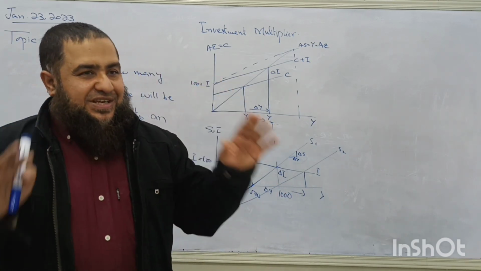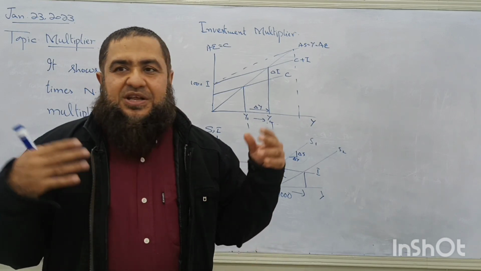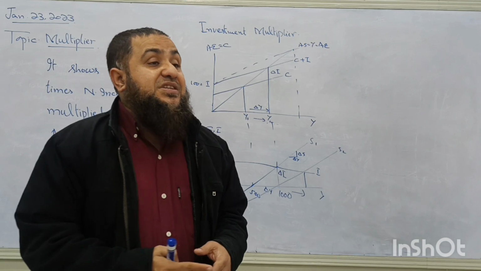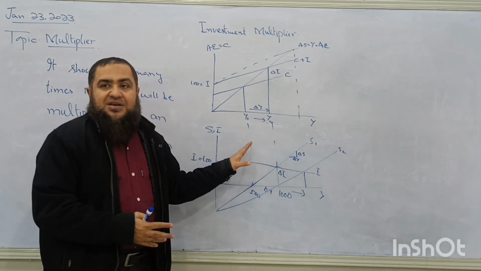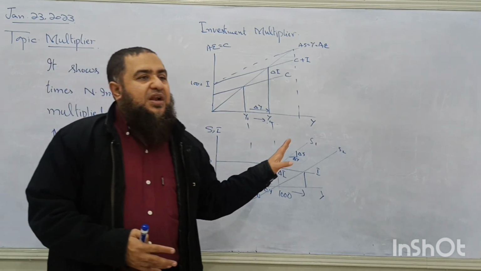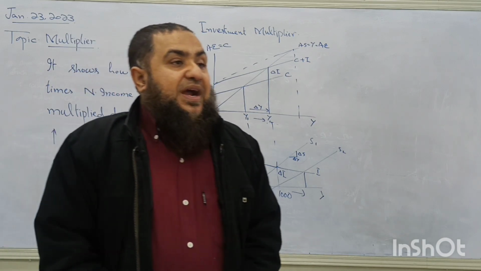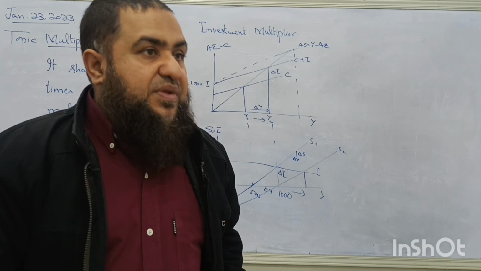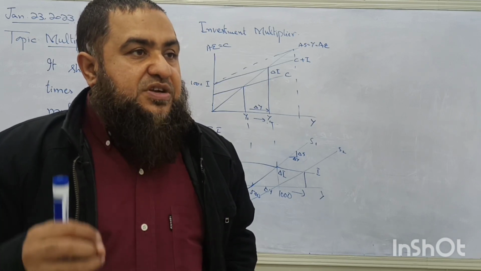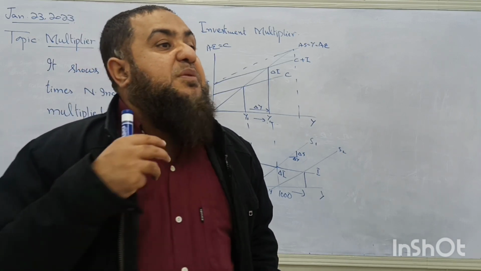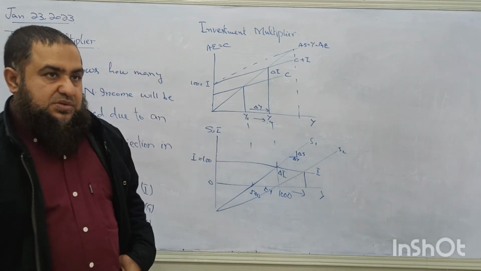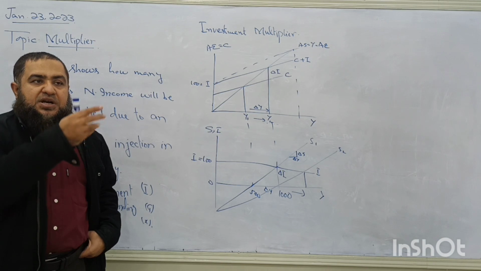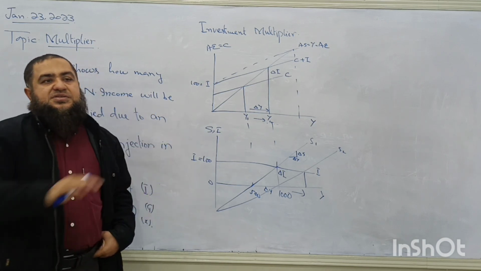If MPS is decreasing, the value of the multiplier will rise. And if MPS is increasing, it is becoming steeper, the multiplier value will decrease. So it depends on how much a country is having withdrawals from the economy. If withdrawals are less and less, there will be more multiplier effect in the economy. And if withdrawals are increasing, then the multiplier value will decrease.